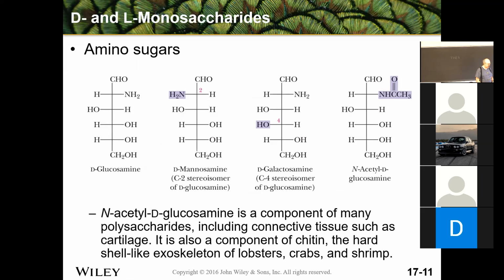Okay, these are some amino sugars. We just saw D-glucosamine. This one is D-mannosamine and D-galactosamine, and N-acetyl D-glucosamine. N-acetyl D-glucosamine is a component of many polysaccharides, including the connective tissue, such as cartilage. It's also a component of chitin, which is the hard shell-like exoskeleton of lobsters, crab, and shrimp.